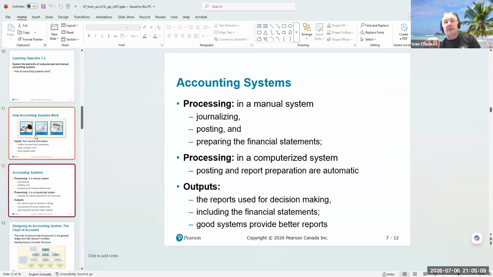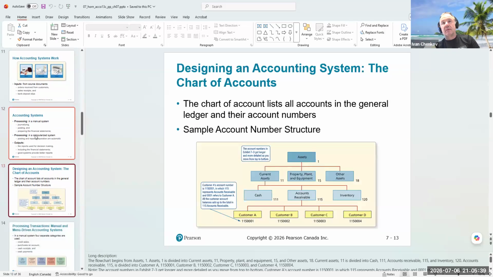Once it's posted inside the accounting system, organized properly with the proper accounts, proper accounts payable, proper accounts receivable, proper customers, proper vendors, there is a nice flow from one module to another module. We're going to see the accounting system has different modules. That's going to help us to generalize, to post, and prepare the financial statements. Outputs will be in the form of reports.